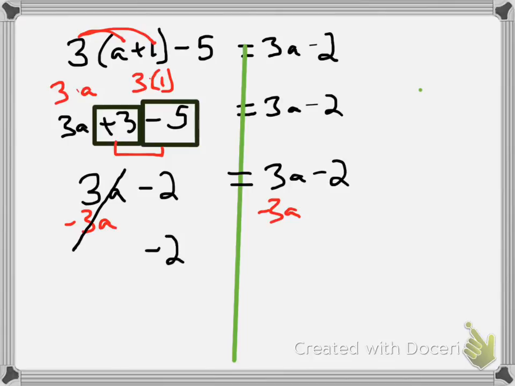So negative 2 equals, again, what happens right here? 3a subtract 3a. It's 0a. But again, we never ever write down 0a. If we have 0 a's, then we have no a's. We don't write that down. So we're left with this.